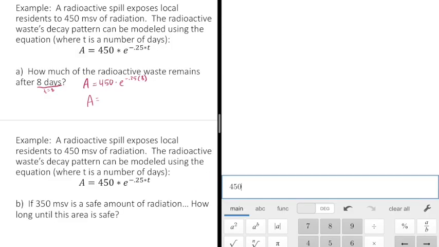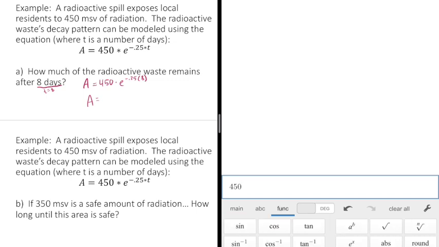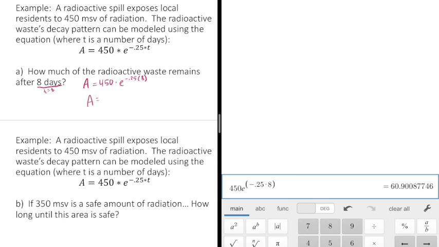On the Desmos graphing calculator, you can find e under the function tab. I'll click e to the x and type in negative 0.25 times 8. We get an answer of 60.9. So 60.9 MSV is how much waste remains after 8 days.